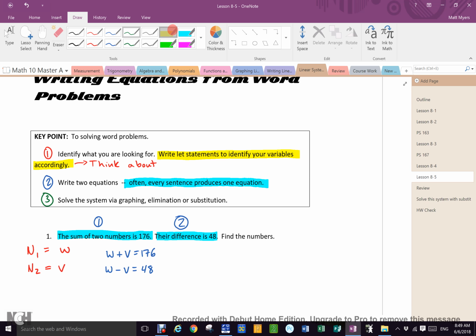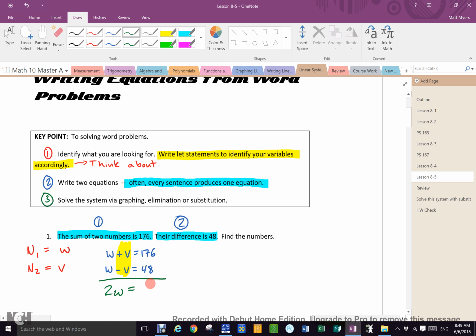What do you notice right there? They're the same letter, and one's positive and one's negative. So if I add them together, it's going to drop out, isn't it? So let's do that. What's W plus W? 2W. What's 176 plus 48?